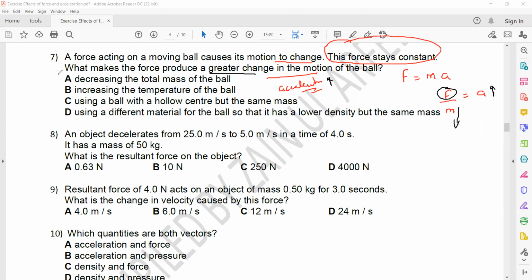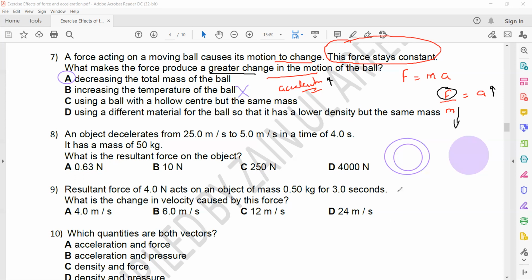So what could be the right answer when we check the options? The first one, decrease the total mass of the ball. That's true, because if we reduce the total mass, it will have a greater acceleration. So in this example, A will be the right answer. Increasing the temperature does not have an effect on the motion of the object. Use a ball with a hollow center but with the same mass. Hollow center means it is hollow at the center but the mass is the same. You're not changing the mass.